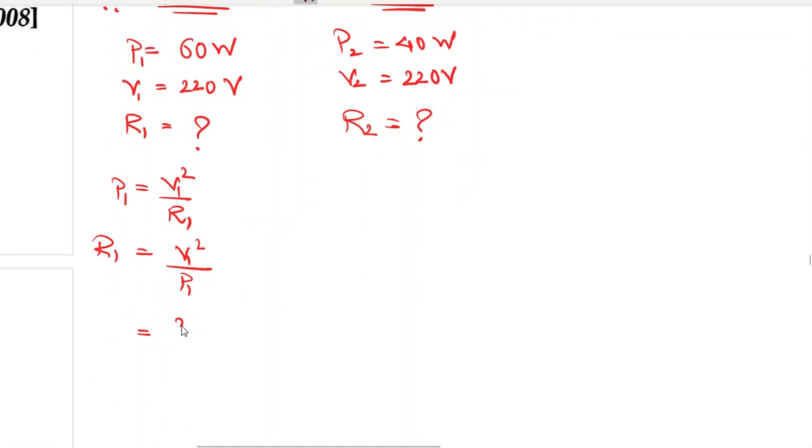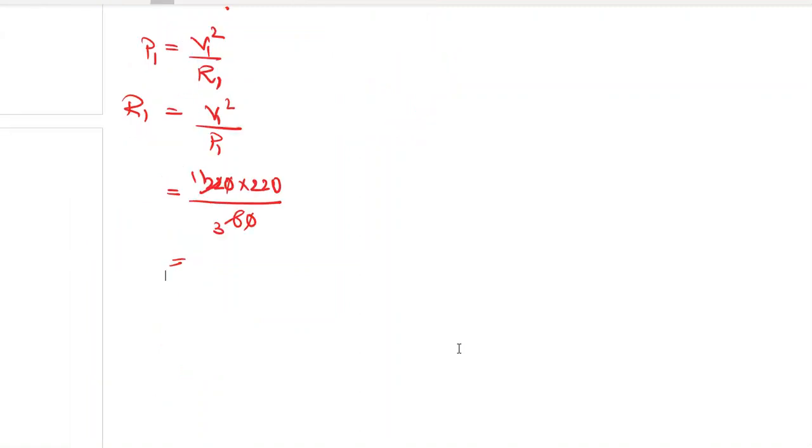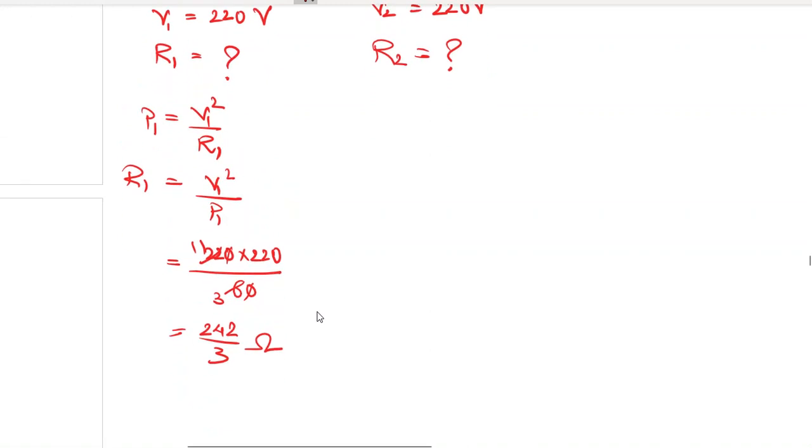So what is V1 square by P1? It is 220 multiplied by 220 upon P1 is 60. Right? 0, 0 will cut. 2 3s are, 2 11s are, and this will simplify and we'll get 11 into 22 is 242 by 3 ohms. I'll keep the resistance through the first bulb's filament in fractions.